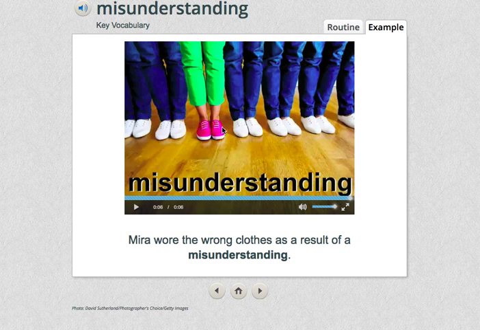So you can see Mia's neon green pants and hot pink shoes instead of her blue pants and white shoes like everyone else. So she misunderstood what she was supposed to wear. How is a way that you might handle a misunderstanding with a friend? Instead of just getting mad and pouting about it, how might you handle that? I want you to think about that and be ready to answer it later.